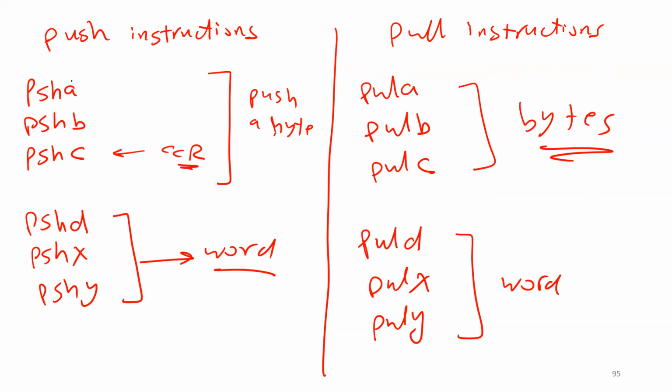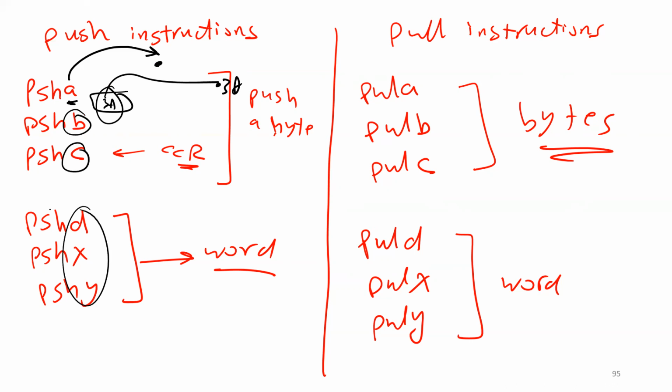It means I want to store the value of A in the stack at the top of the stack. This instruction is not going to change A. So if register A is storing 3A, after you execute this instruction, register A is still storing 3A. What happened? I just stored this value in the stack. I put it at the top of the stack. Same thing for this one, same thing for this one, same thing here.